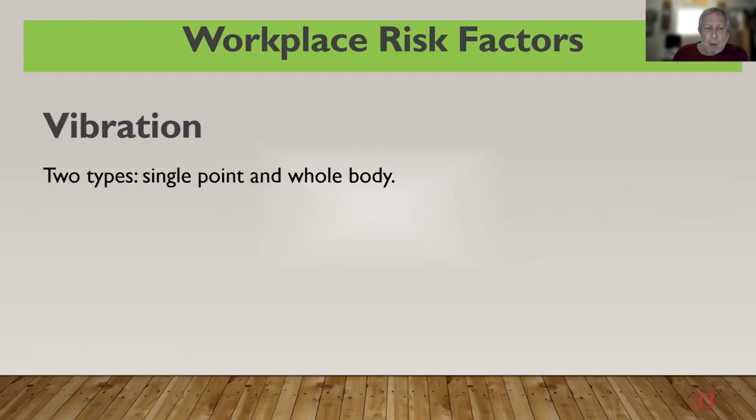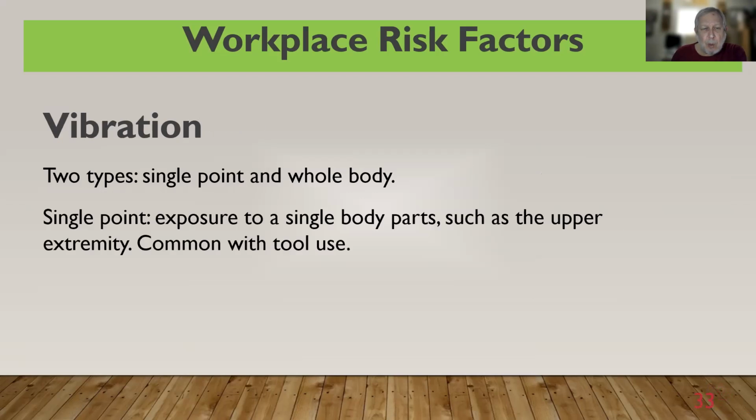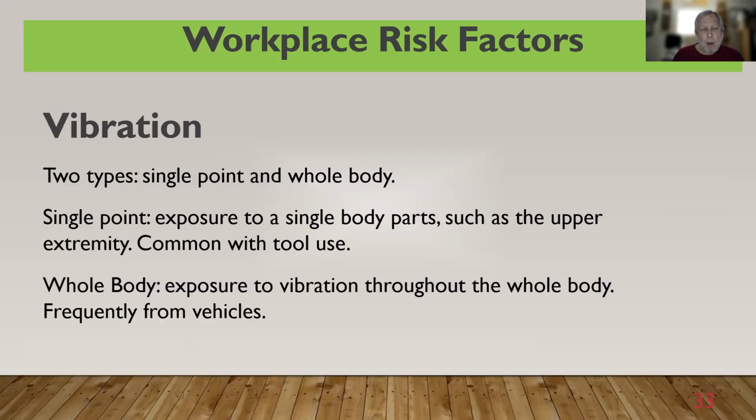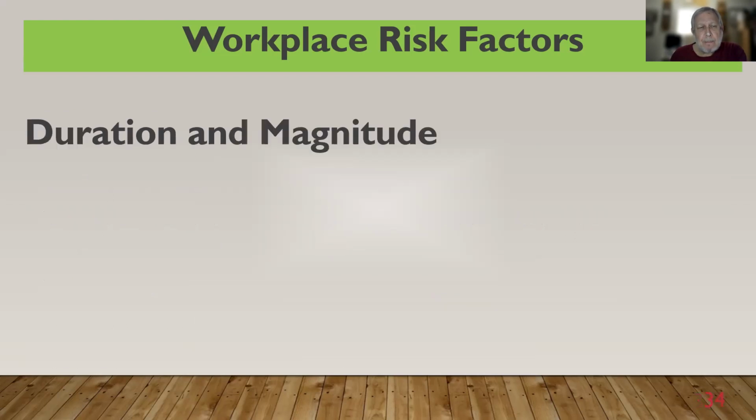Vibration: there are two types, single point and whole body. Single point is exposure to a single body part, such as the upper extremity. That's common with tool use. Whole body is exposure to vibration throughout the whole body. And that's frequently, like I said before, from vehicles. More on vibration in a later chapter.